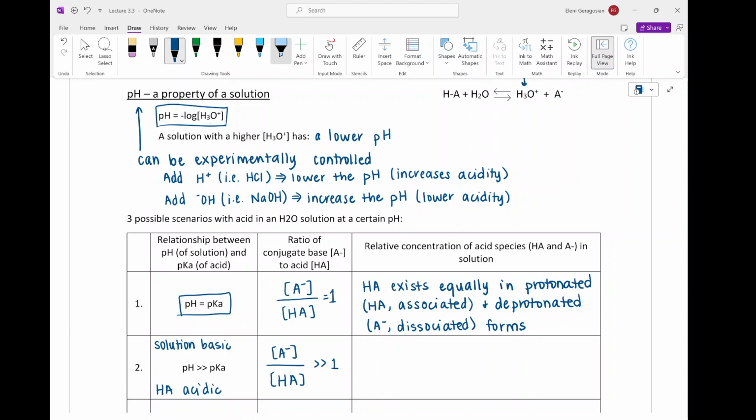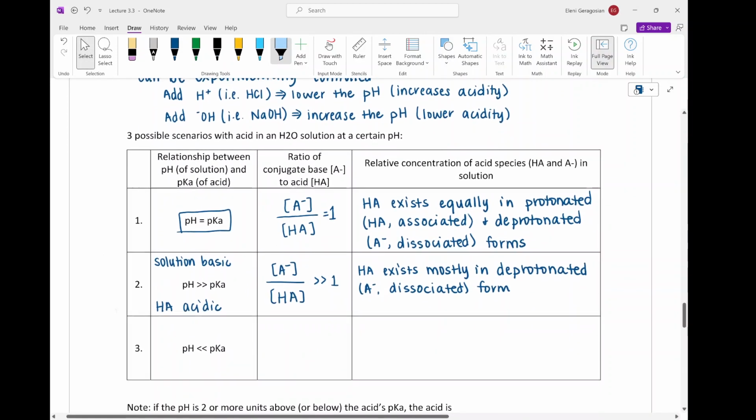So in this scenario, the HA exists mostly in deprotonated form, so A minus, which in other words is dissociated form.